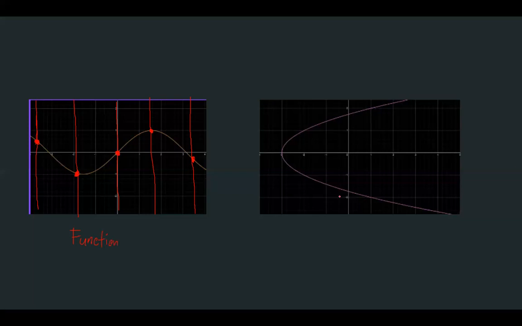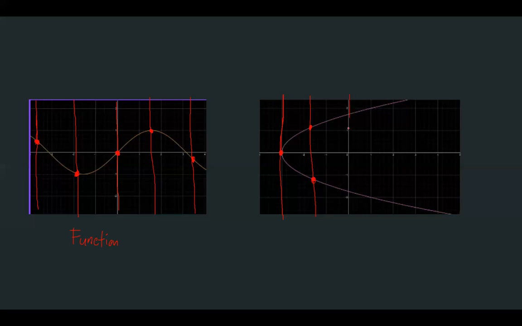How about this one? Let me start from here, basically the starting point of the graph. I will draw a vertical line here. As you can see, it intersects at one point. Now, if I intersect here, what do you think? How many points does this vertical line intersect? It is actually two. One and two.